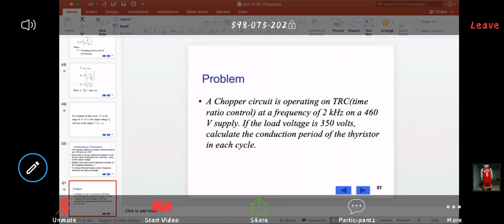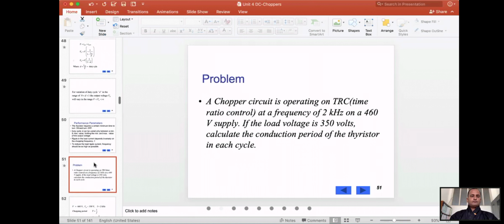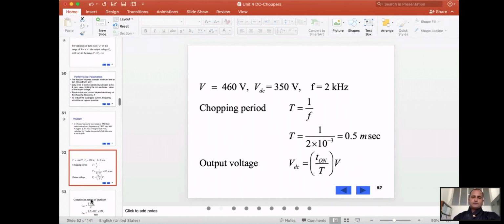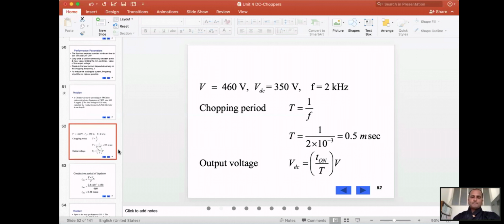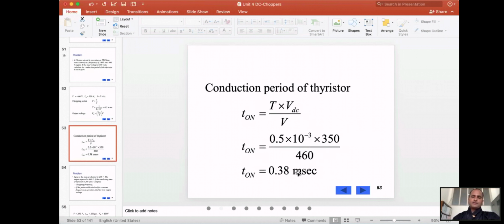So we are asked to calculate the conduction period of a thyristor in each cycle. So we are asked to find the T on. So this is how we can find it. V equals 460, VDC equals 350 volts, and F equals 2 kilohertz. From this we get T equals 0.5 millisecond, and T on equals 0.38 milliseconds.